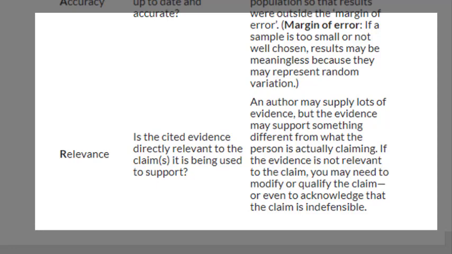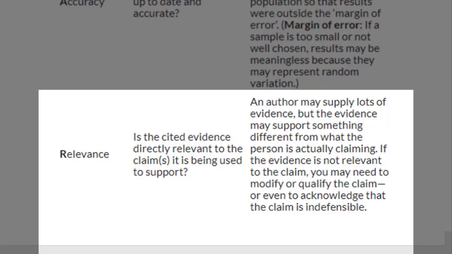You'll also want to consider whether or not the information is biased. That's the other aspect of it. How are the results? Are they skewed? When it came to dissecting the scholarly articles, you had to identify the methods. You had to determine how they drew the conclusions based off the findings. That's where you want to go back and make sure the accuracy of the information is presented there. So with that being said, if a sample is too small or not well chosen, results may be meaningless, because they may represent just random variations of something.